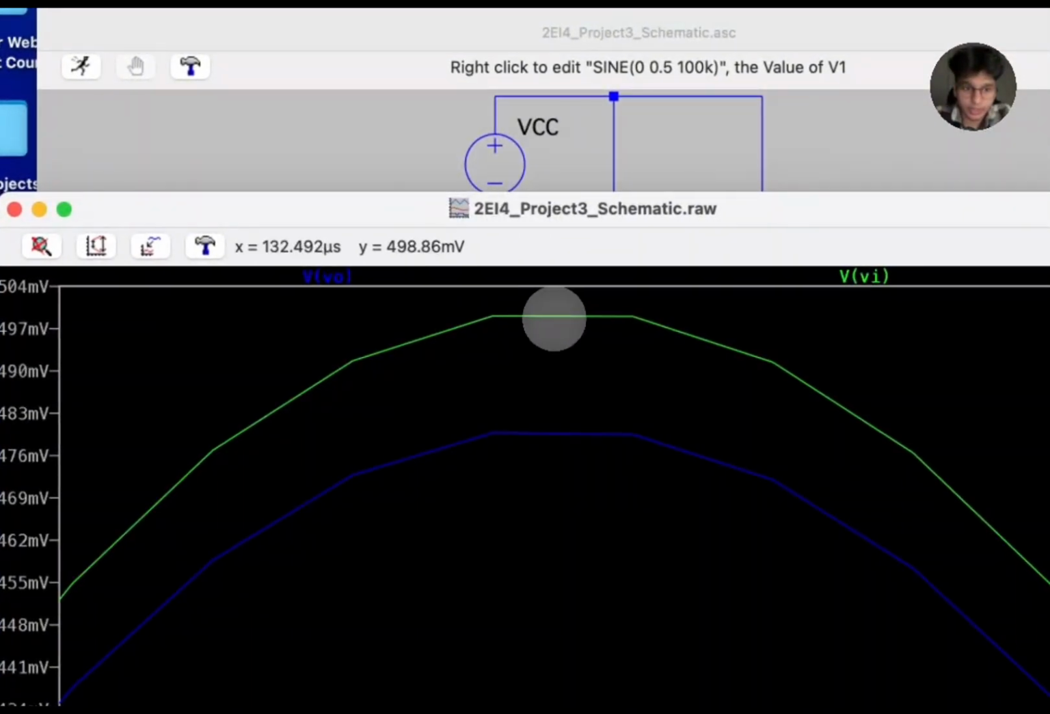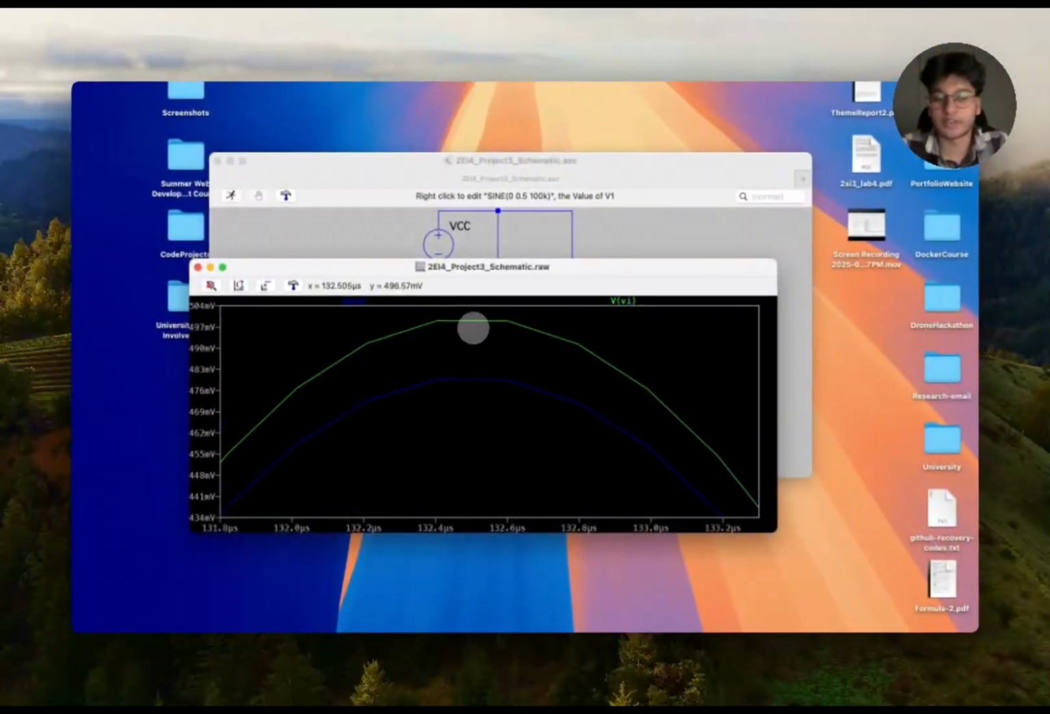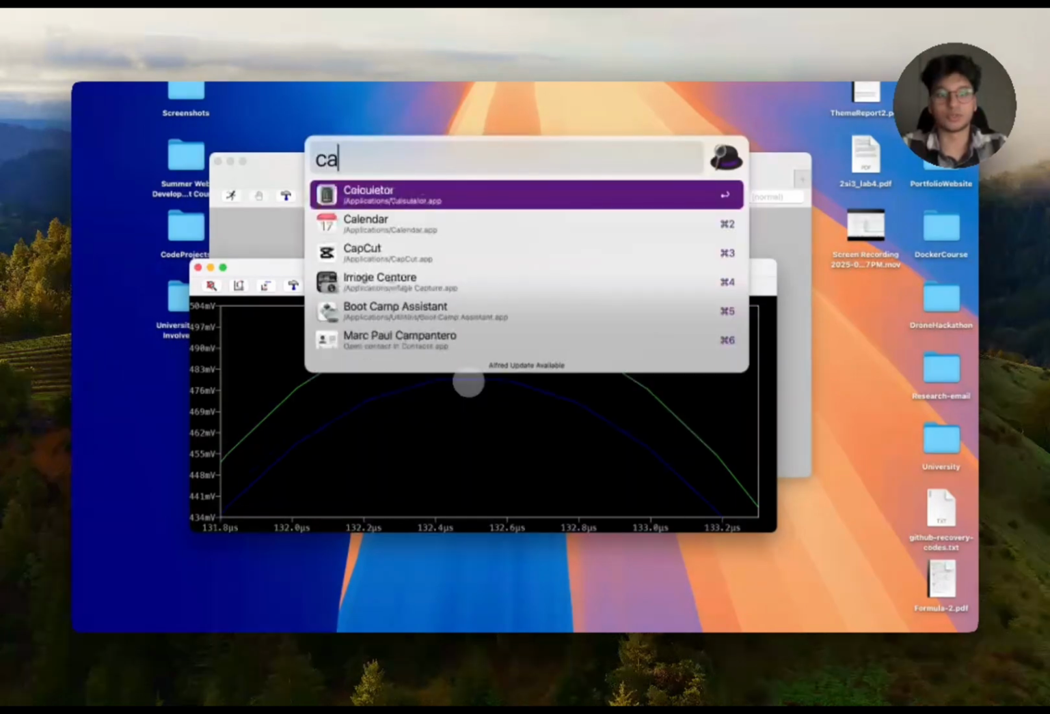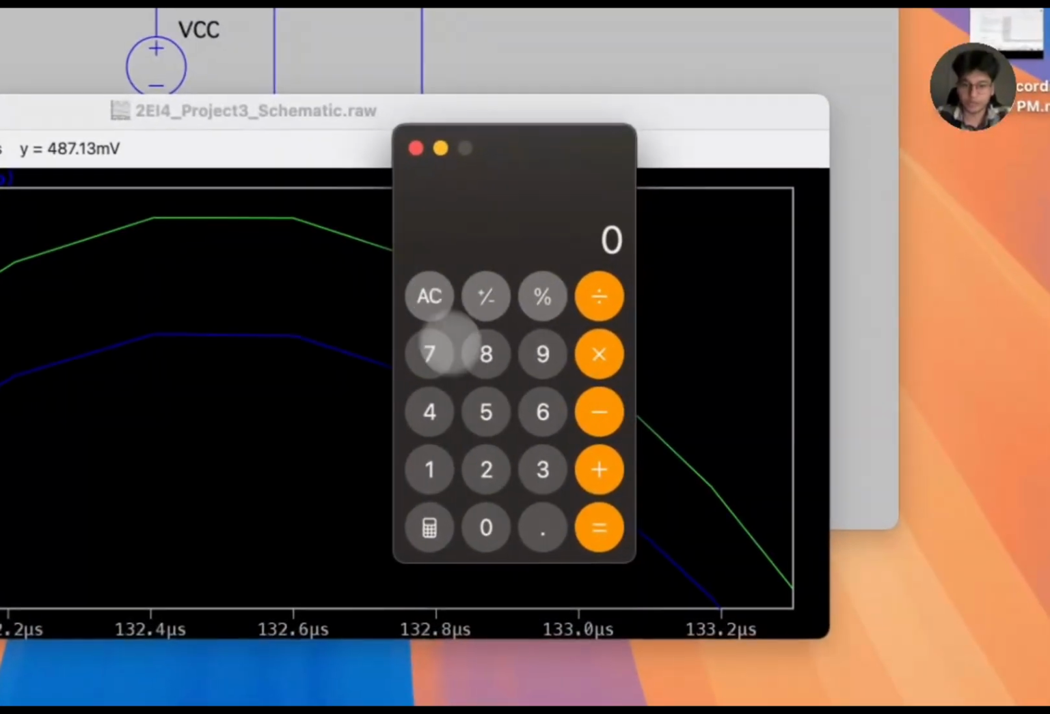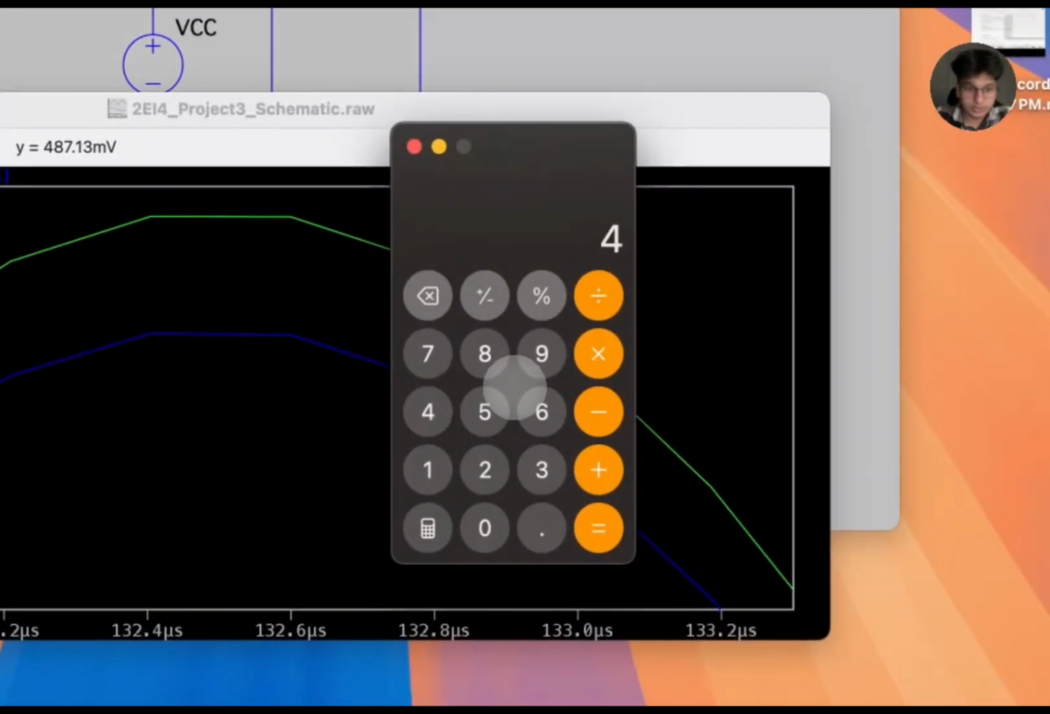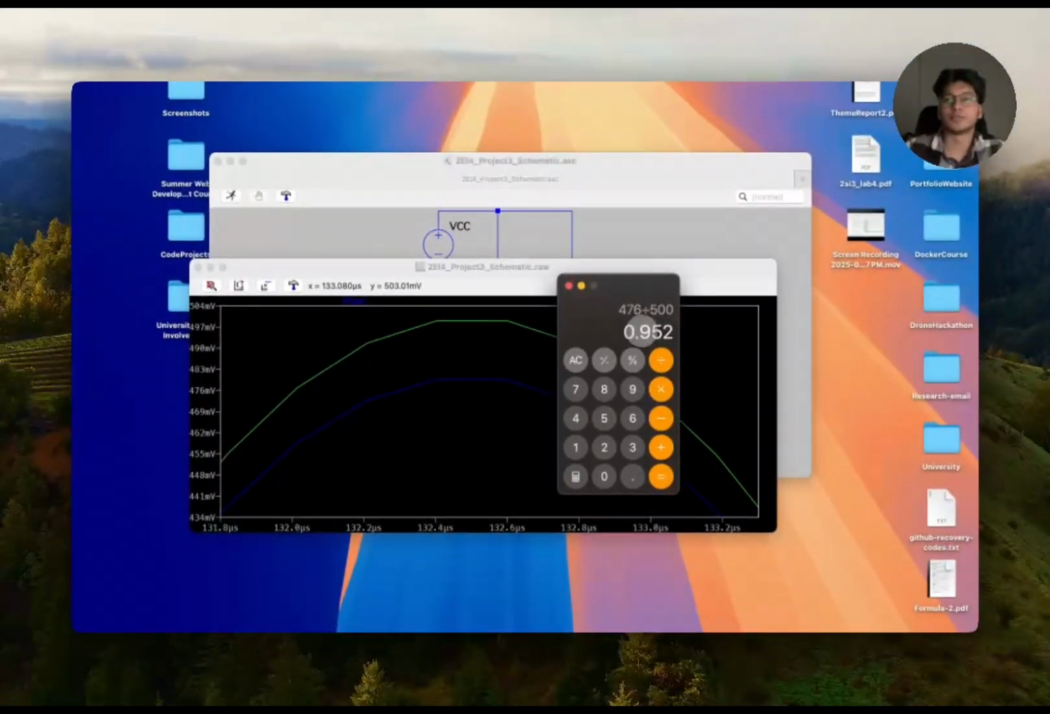So as we can see, we're feeding 500 millivolts in, and we're getting around 476 millivolts. So we can use our calculator to get the gain value. 476 divided by 500, and we're having a gain of roughly 0.95, which is roughly the same as what we calculated in our small signal analysis.